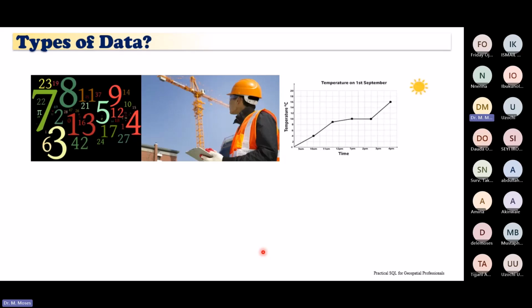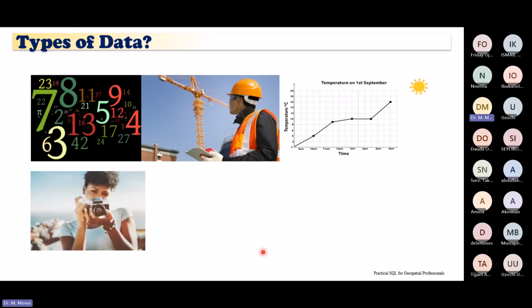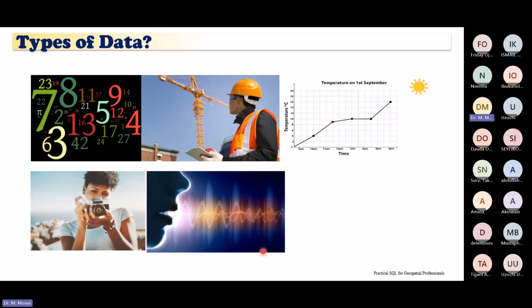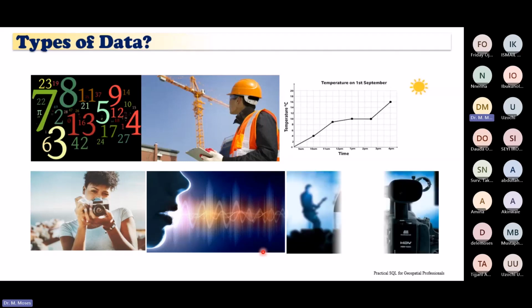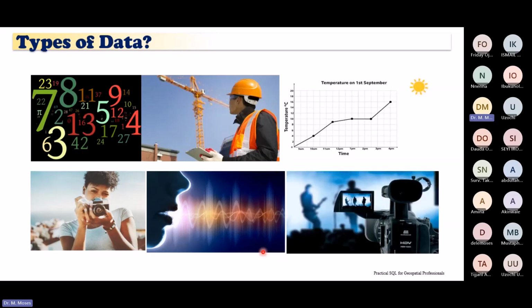Some could be in the form of images like pictures. Some could be in the form of audio. When you play music, that is a form of data as well. And some data sets also come in the form of videos. So all these are just examples of data. When you look around you, most of the things you see give you an idea of what data is. Numbers, measurement, graphs, images, audio, video. These are all data sets.